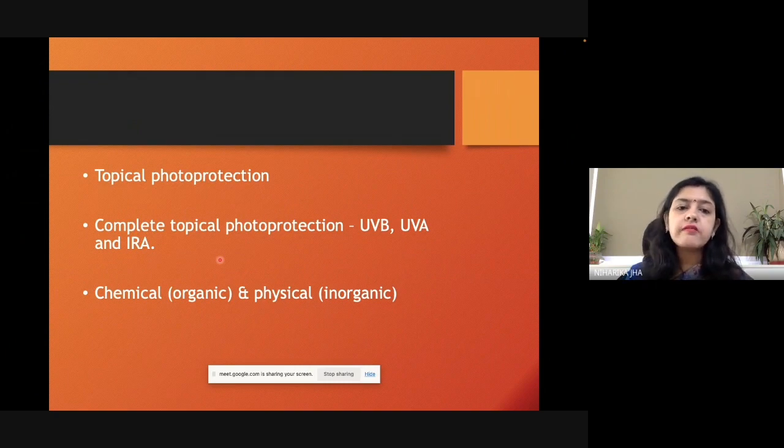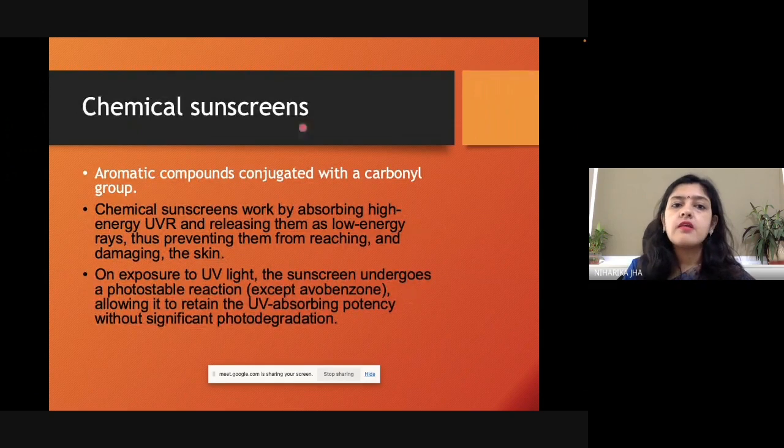Talking about the sunscreen, there are two types of sunscreen, the chemical, which is the organic sunscreen, and the physical, which is the inorganic sunscreen. So first we will be studying about the chemical sunscreen. What are chemical sunscreens? They are aromatic compounds conjugated with a carbonyl group. Now, how do these chemical sunscreens act? They act by absorbing high energy UV radiation and then they release them as low energy rays, thus preventing them from reaching and damaging the skin.